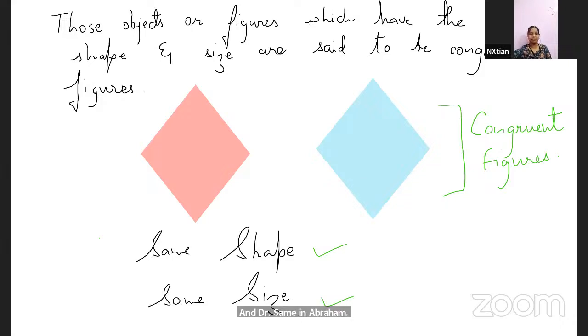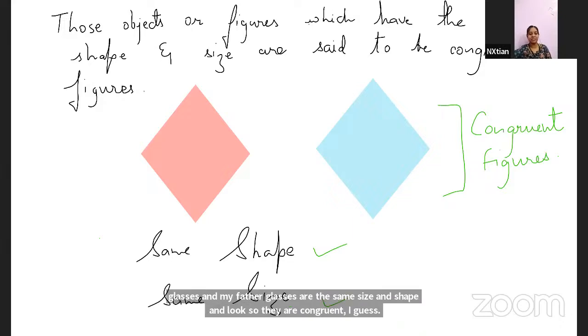Can you all think of an example of congruence? Ma'am, two books are the same size. Yes, that is right. Two books of the same size. My glasses and my father's glasses are the same size and shape and look, so they are congruent, I guess. We can say that, Simeon.